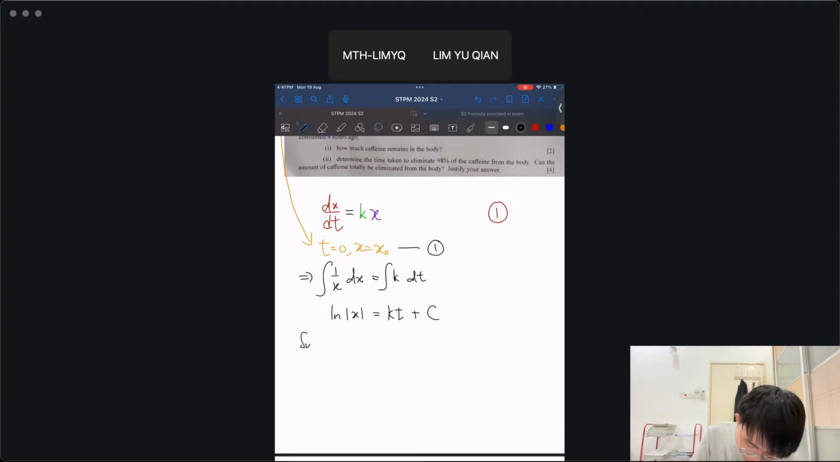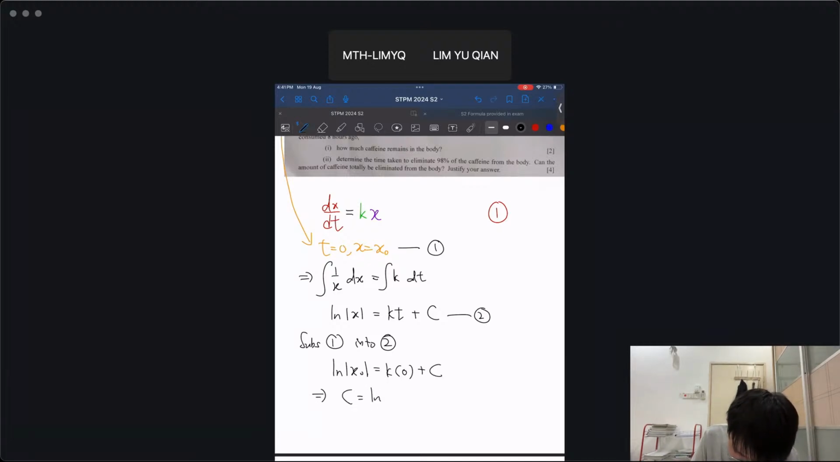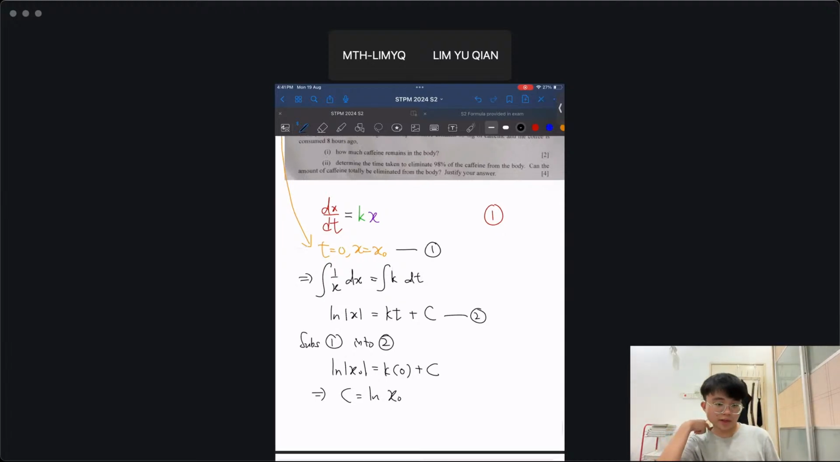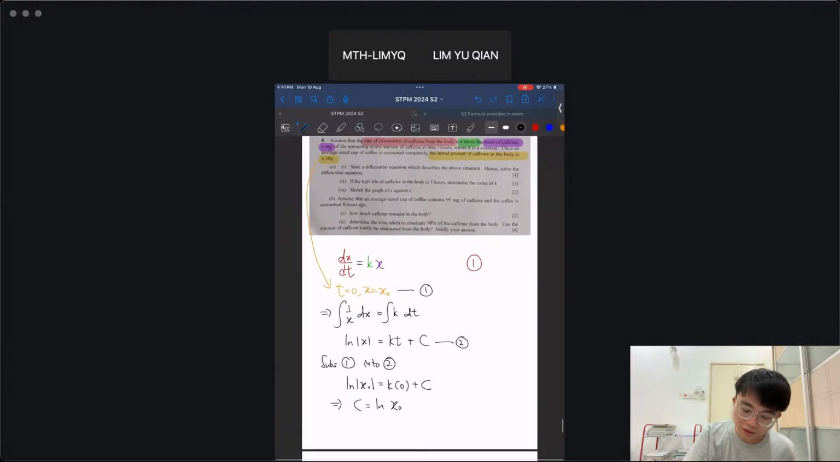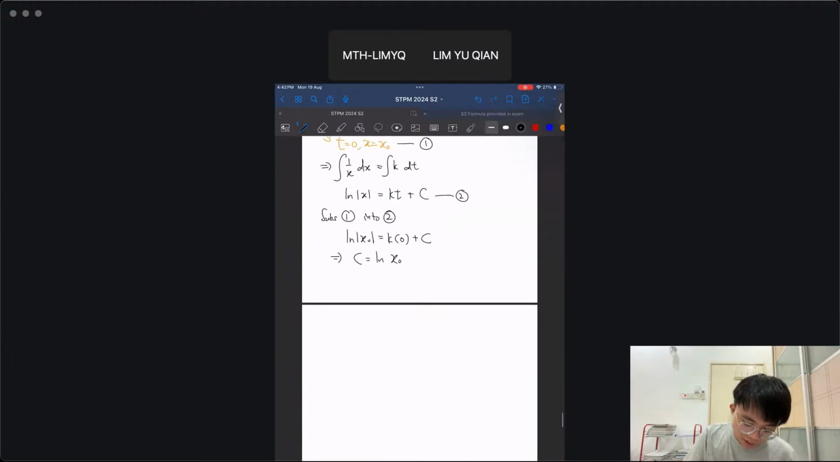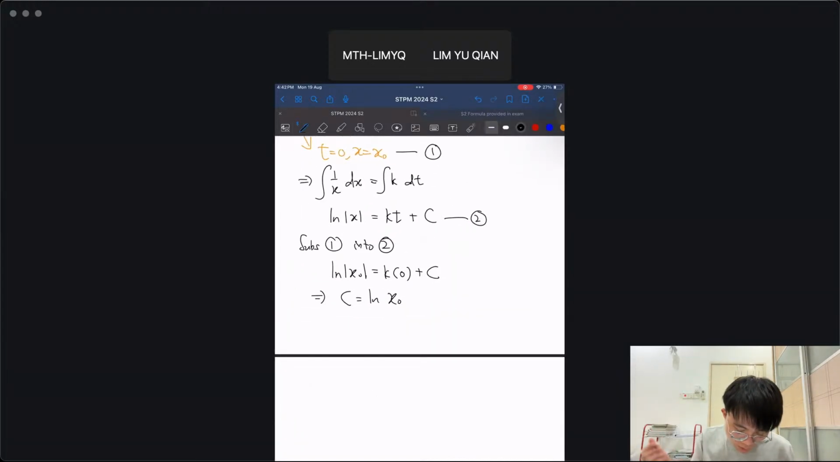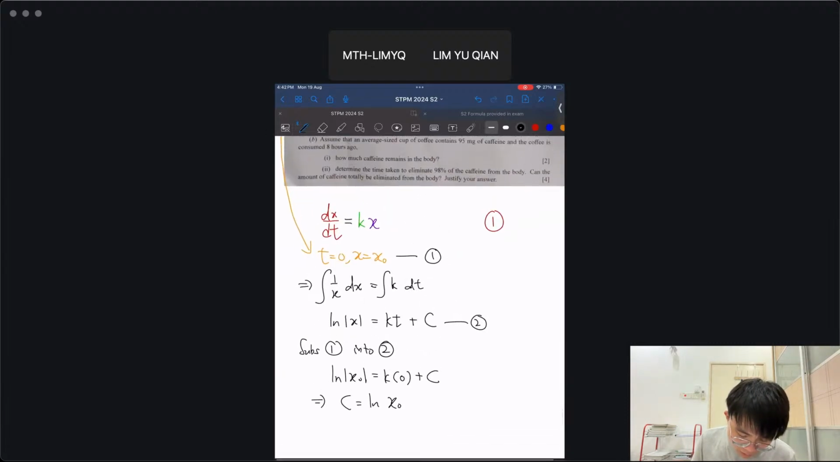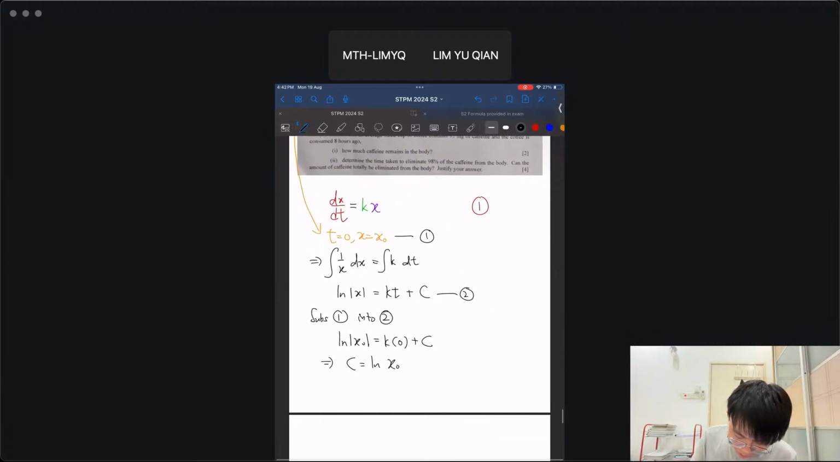So substitute condition 1 into equation 2. ln x0 equals k times 0 plus c, which tells you c equals ln x0. You can ignore this one, most of the time you can ignore the absolute value. In this case, the mass must be a positive value, so it's okay for you to drop the absolute value. So c equals ln x0. That's no problem. So let's substitute back into the equation.